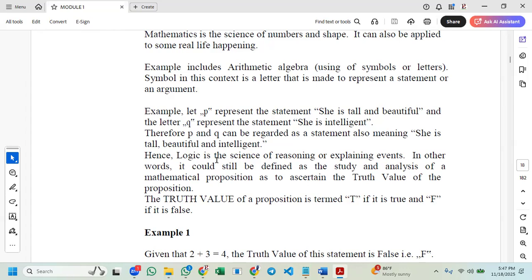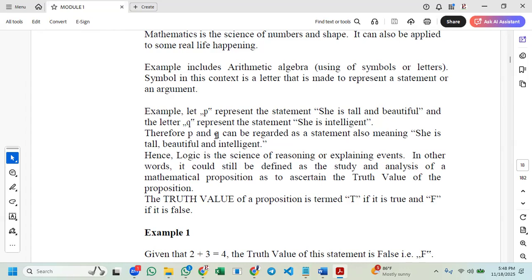It's not something hard, but if you don't know before that logic is the science of reasoning or explaining events, and you see it in the exam that says dash is the science of reasoning or explaining events, you will not know what to write there or what to pick as the answer. But because you've gone through it like this, you already know that the science of reasoning or explaining events is logic. And what it means is that when I'm saying that P means she is tall and beautiful, and Q means that she is intelligent, and I'm using a logic now to connect them together, and say P and Q, all I'm just saying is that when I say P and Q, we're already talking about logic.